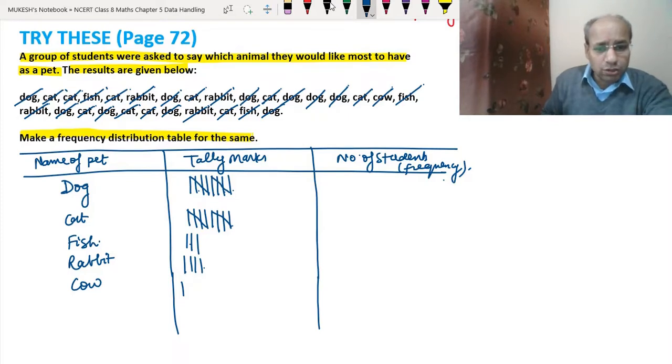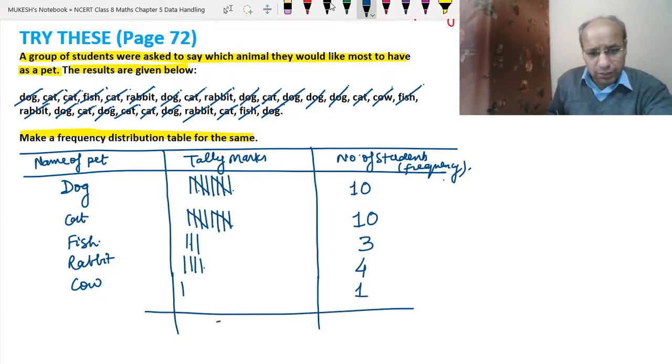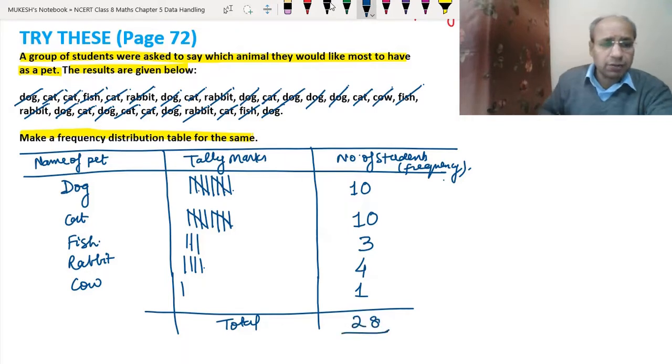Clear? So for dog, we have 2 blocks of 5, 5. That means 10 students have liked it. Here also for cat, we have 2 blocks, so again 10 students have liked it. The fish, 3 students have liked the fish as a pet. 4 lines, we will write 4 here, and 1 line, we will write 1 here. Then we will make a total: 10 plus 10, 20, 3, 23, 27, 28. So 28 is coming. Now let's count it.